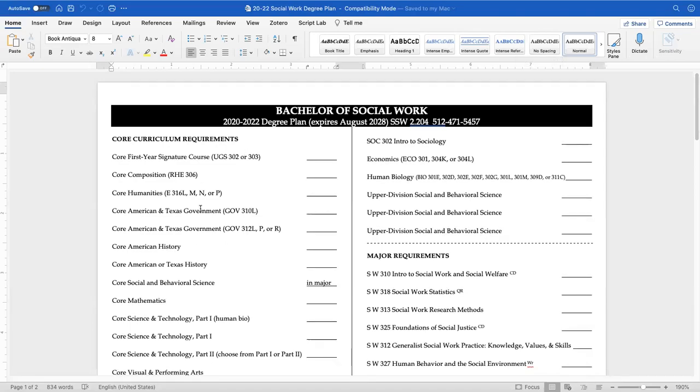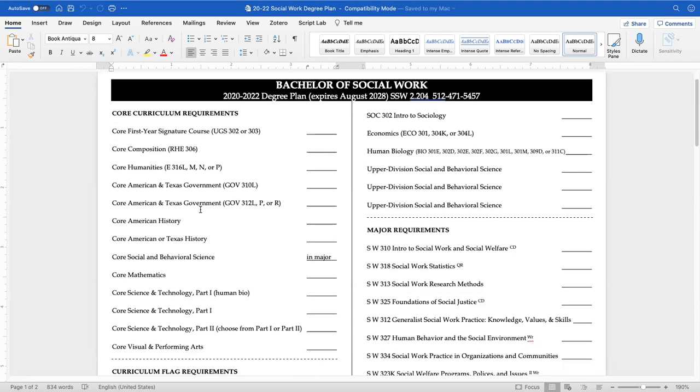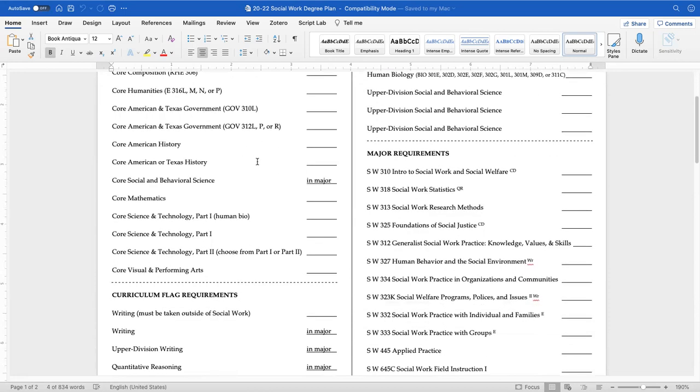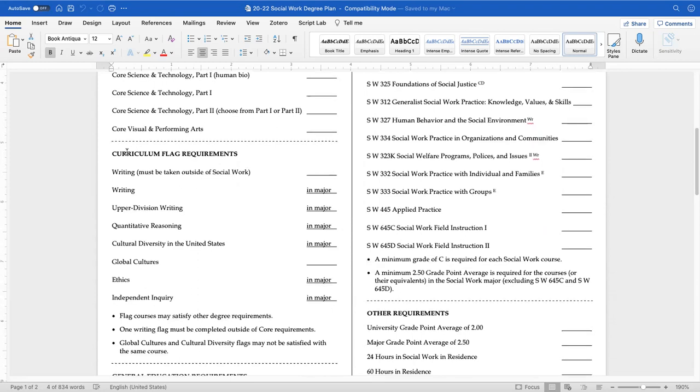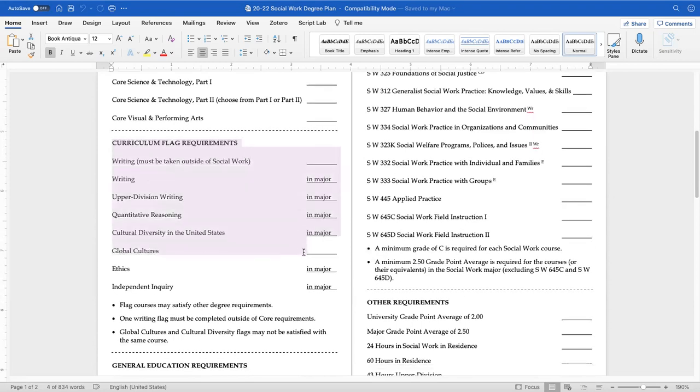Okay, so we're going to talk about curriculum flag requirements for social work students. When you're looking at your degree plan for a bachelor's of social work degree, you're going to look at the bottom left-hand side to see what the curriculum flag requirements are. It's this bottom left box.